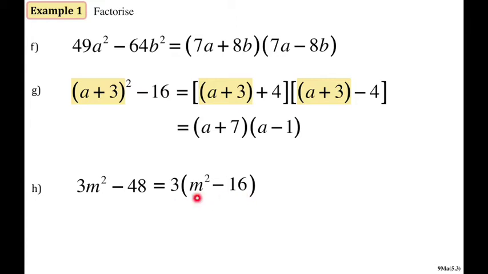Forget the 3 out the front. There's my difference. There's 2 terms inside the bracket. M has a squared. 16 is 4 squared. It's 4 times 4. So I can actually write equals 3, and then in my 2 brackets for factorizing m squared take 16, each bracket begins with an m, each bracket ends with a 4, one bracket has a plus, one bracket has a minus, doesn't matter about the order. Notice a 3 out the front because of that common factor. Finished. So that's factorized the hardest one there.